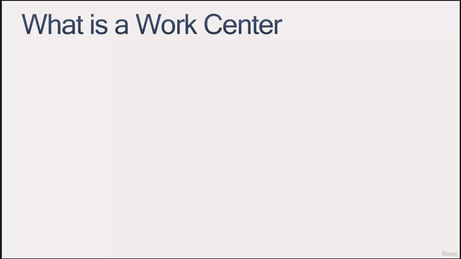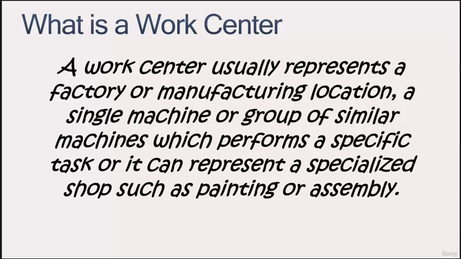Let's start with the term work center. I used this term back in section 5 when we learned about the intermittent layout. If you recall, I mentioned grouping similar or like equipment or resources into work centers, such as lathes, drill presses, or saws. If I expand a little more on this, a work center usually represents a factory or manufacturing location. A work center location can include a single machine with an operator or a group of same or similar machines which performs a specific task, such as milling, drilling, cutting, or it can represent a specialized shop, such as a paint shop or assembly shop, which consists of a crew of employees.